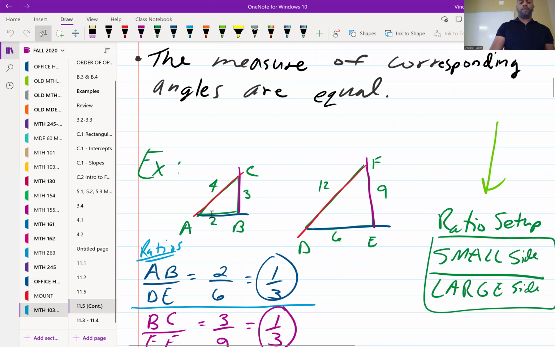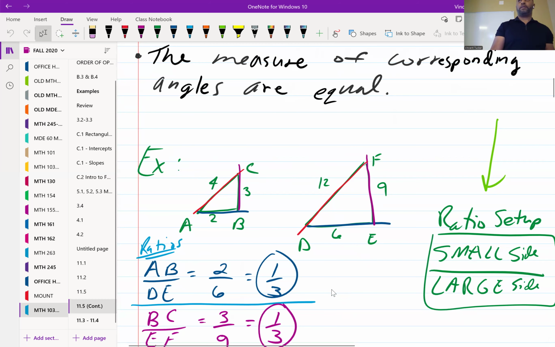If we look at AB, and I try to color code what we're looking at, AB is this base side down here. It corresponds to DE. If I set my ratio up as small triangle over the larger triangle, I took the side of the smaller one, which is 2, and placed it over the side of the larger one, which is 6. That reduces down to 1/3.